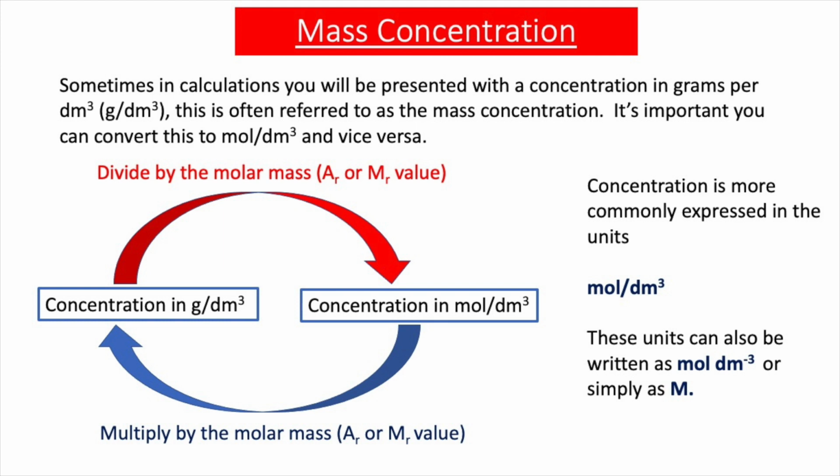So we can express concentration as a mass concentration in grams per decimeter cubed, or in terms of a molar concentration in moles per decimeter cubed. It's more common for you to see concentration expressed in moles per decimeter cubed, and these units can also be written as mol dm to the minus 3, or simply as a capital M. And if you see a capital M, it stands for moles per decimeter cubed.